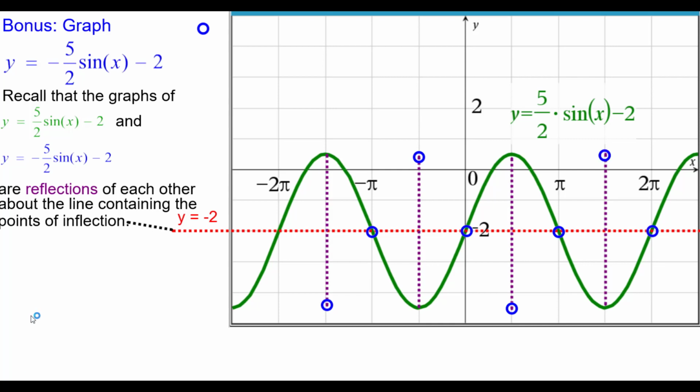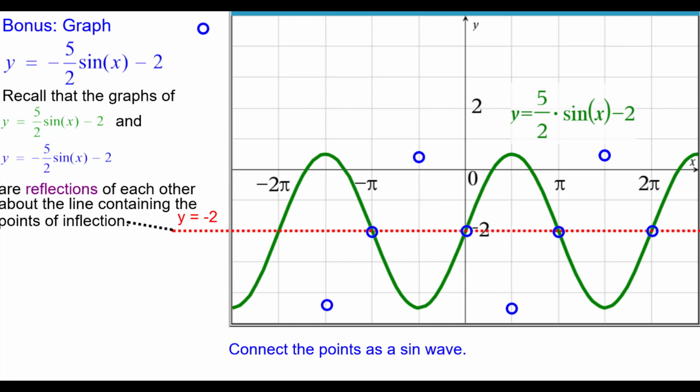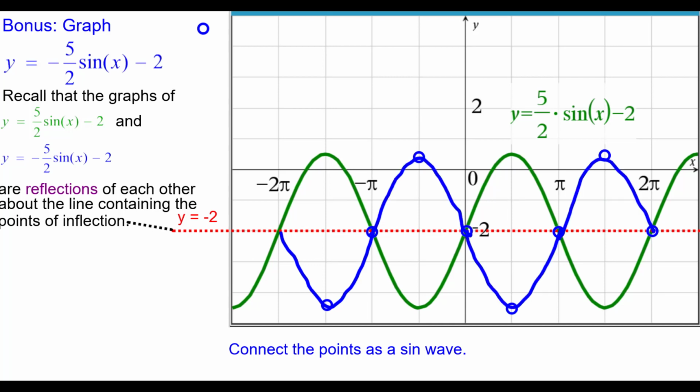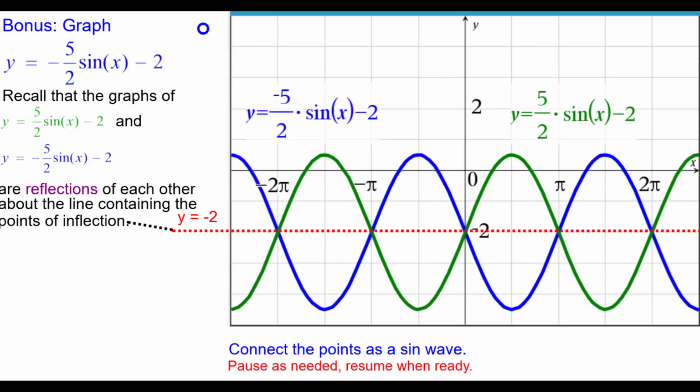So those blue points are on the y equals negative 5/2 sine of x minus 2. We can now connect those points as a sine wave, connecting the blue. So again, we got a smile, frown, and alternating smiles and frowns. Pause if needed.